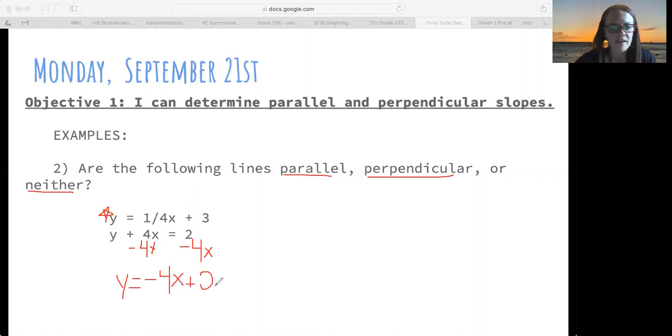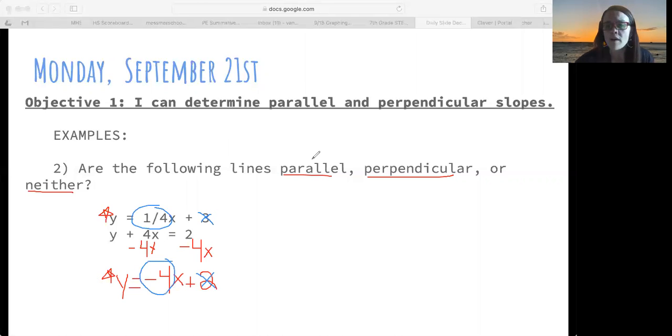Now I can analyze. So these are the two that I want to look at and analyze. And remember, I'm just looking at their slopes. I don't care about the b. This 2 and the 3 isn't going to tell me anything about the direction that they run. These are the important numbers right here. So the 1/4 and the negative 4.